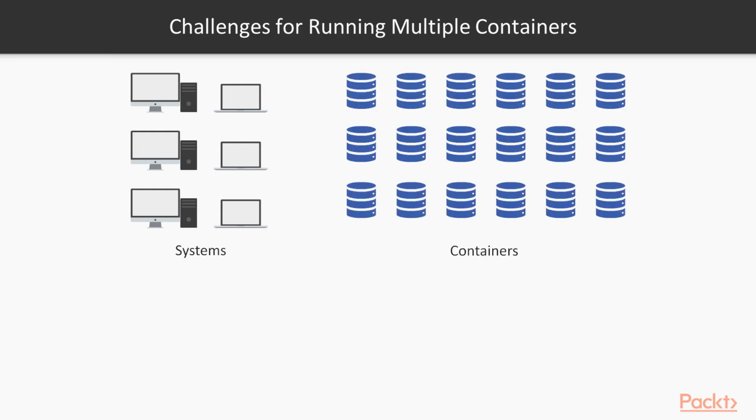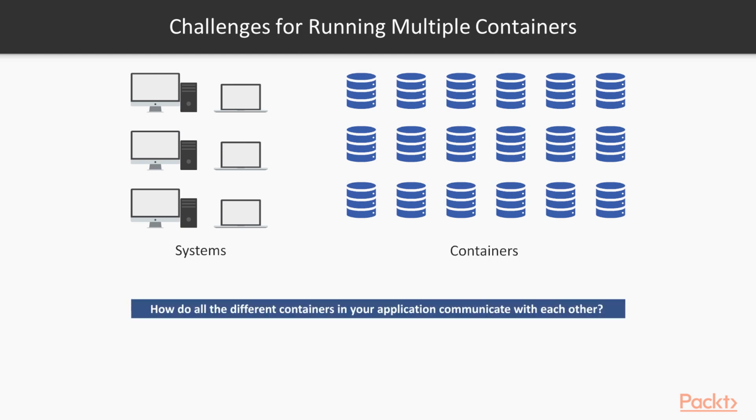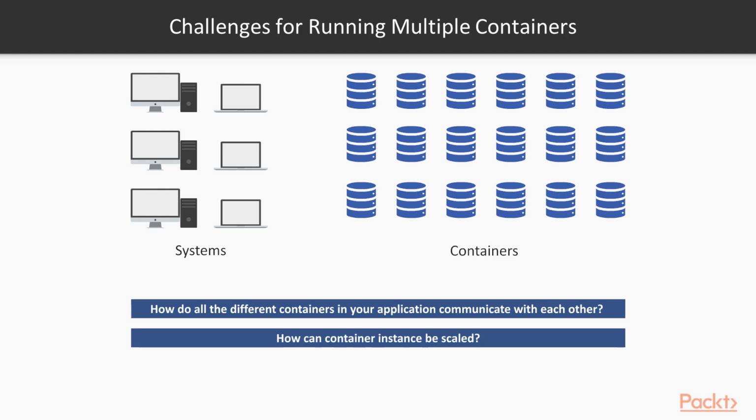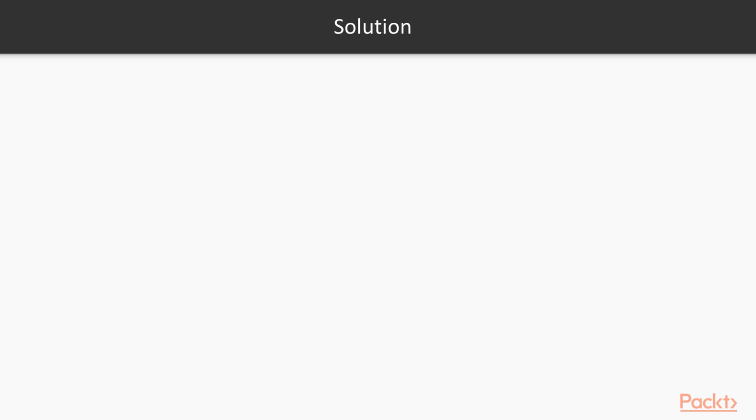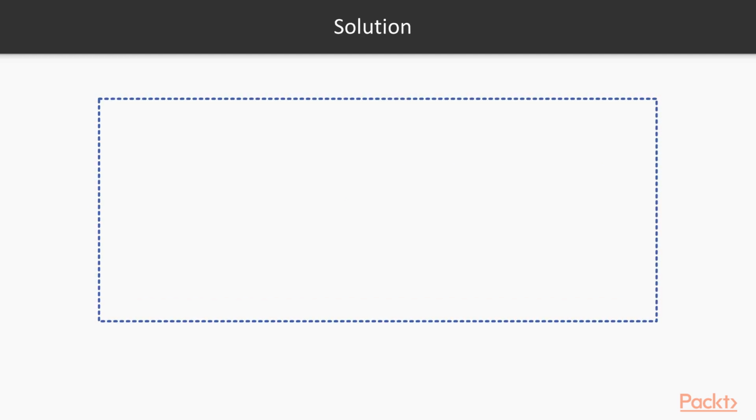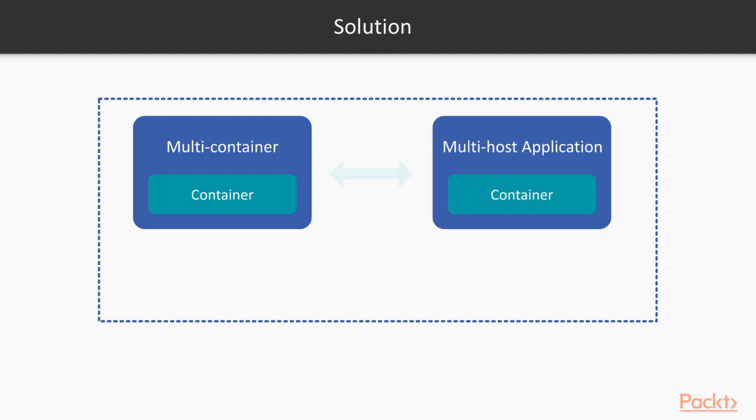Some of the questions asked were, how do all the different containers in your application communicate with each other? And how can container instances be scaled? Coordinating and connecting containers within multi-container and multi-host applications is particularly important for applications with the microservice architecture.